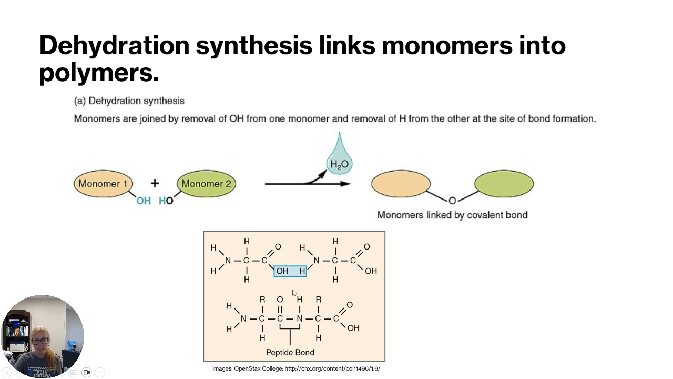Another example down here, we're looking at a peptide bond. Here's my carboxyl group, COOH. Here's my amine, NH2. In this case, the hydroxide ion joins with the hydrogen ion. They are split off, so dehydration. And what's left, the carbon and the nitrogen, are going to share electrons and form a new bond. So now this was a monomer, and this was a monomer, and they are now joined into a polymer.